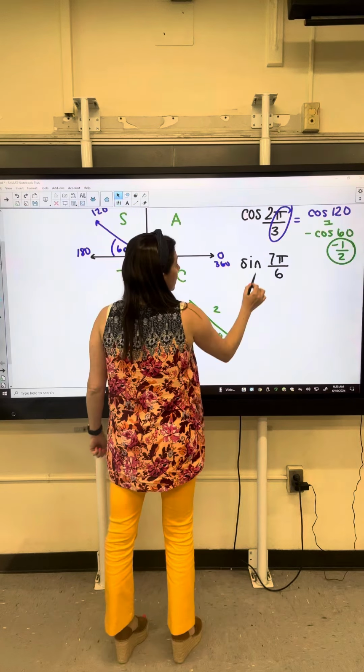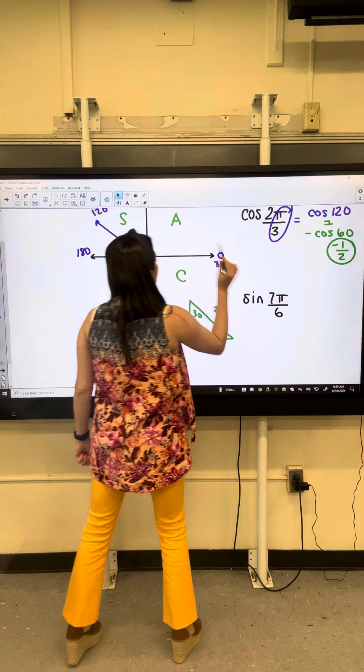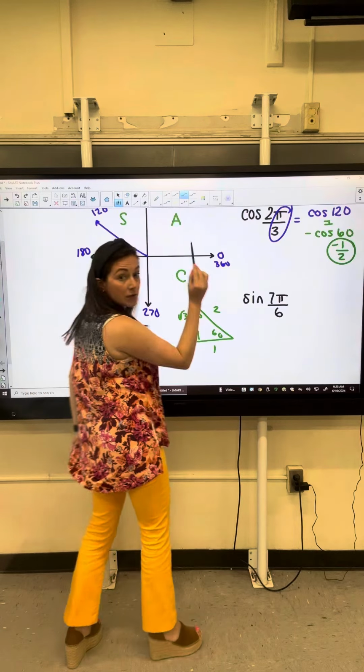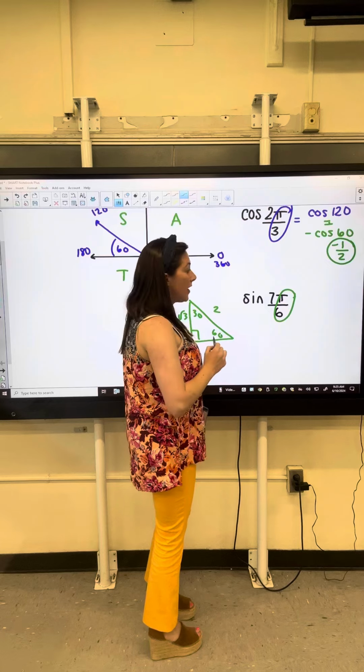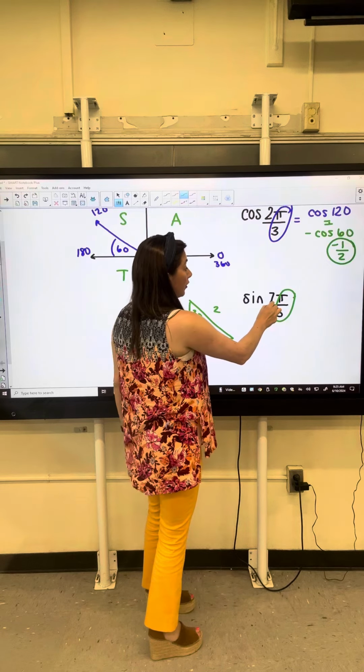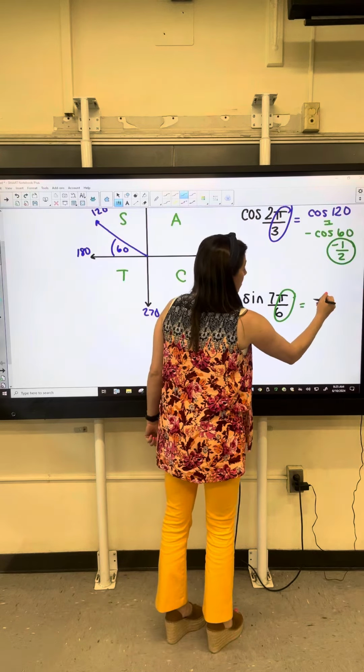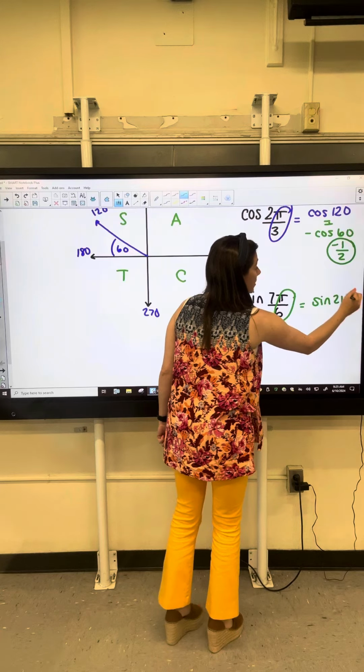Watch one more time. Okay, so I want the sine of 7 pi over 6. Ready for my trick? In your head, pi over 6, 180 divided by 6 is 30. 30 times 7 is 210. So this is equivalent to the sine of 210.